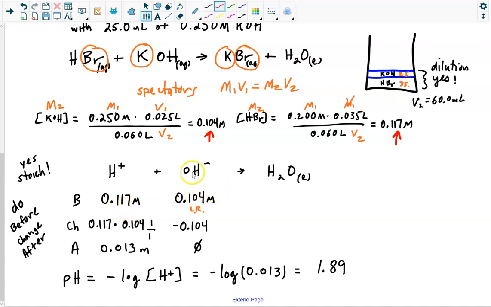Looking at this, these are reacting in a 1-to-1 ratio based on the balanced equation, okay? And so you can see that the OH minus is going to be the limiting reactant, because this 0.104 molar OH minus is only going to need to react with 0.104 molar of H plus, and then it's going to be used up, okay? And so then you have to look at what's going to be the change, right?